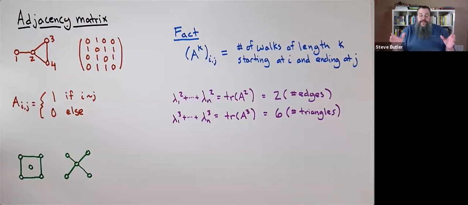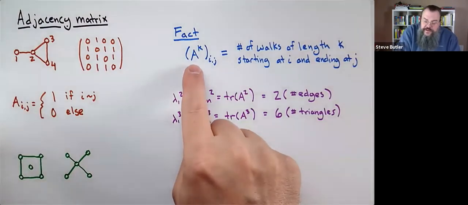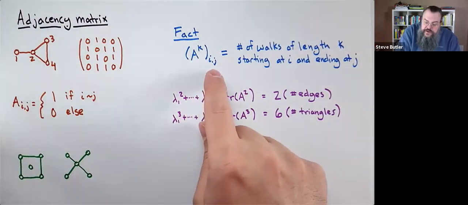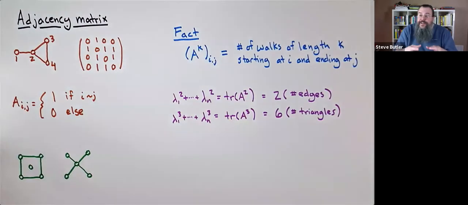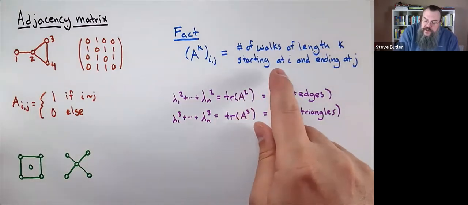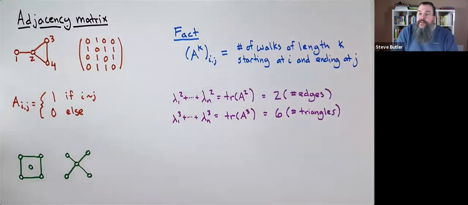Now, we call this the adjacency matrix, but there's another way to think about what the adjacency matrix is capturing. That comes from the following fact. If I take this adjacency matrix and raise it to the kth power, and look at any particular entry, it's counting something. It's a number, and the thing that it's counting is the number of walks of length k that start at vertex i and end at vertex j. So in particular, this is a wonderful tool for walk counting.